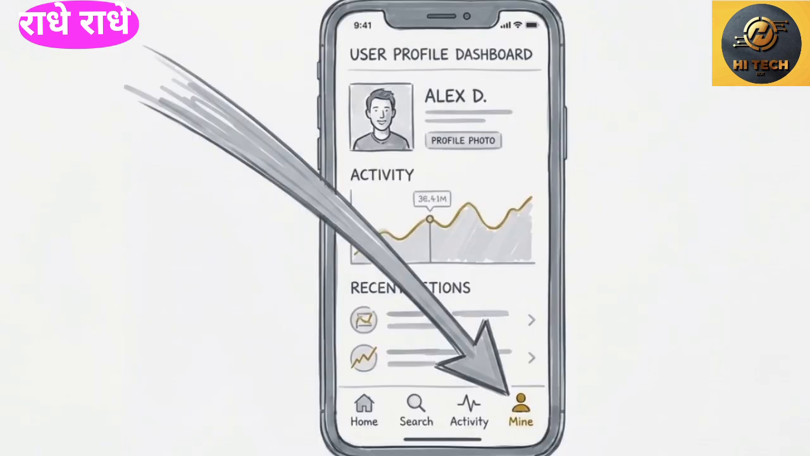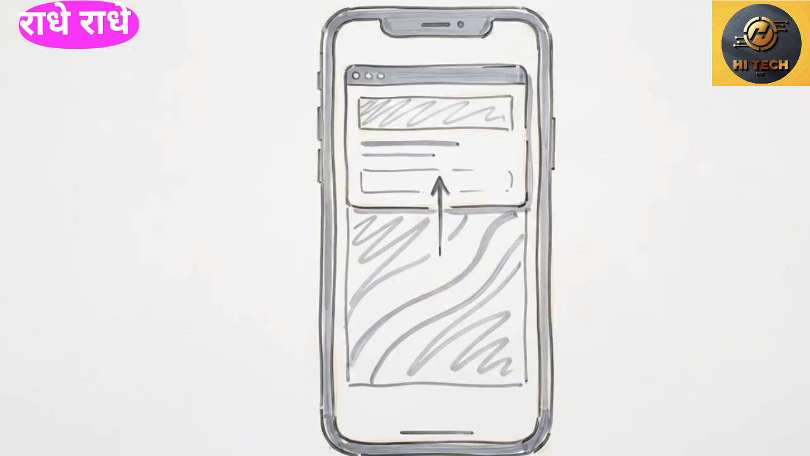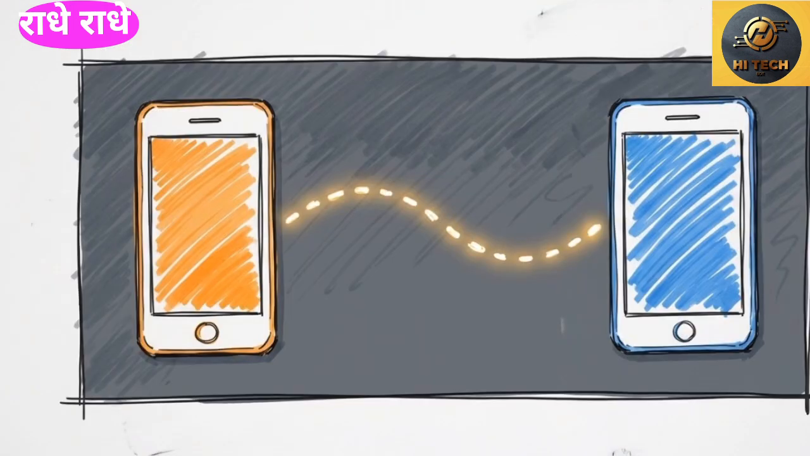Look at this interface. Inside the high-tech bot app, navigate to the Mine tab, select Bind API, and copy the IP address shown at the top of the screen. Minimize the app. Do not close it. You need to keep this session active while we switch over to the exchange.